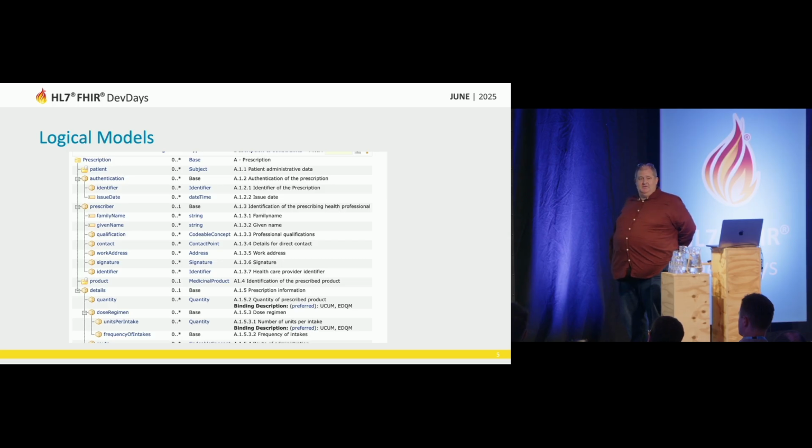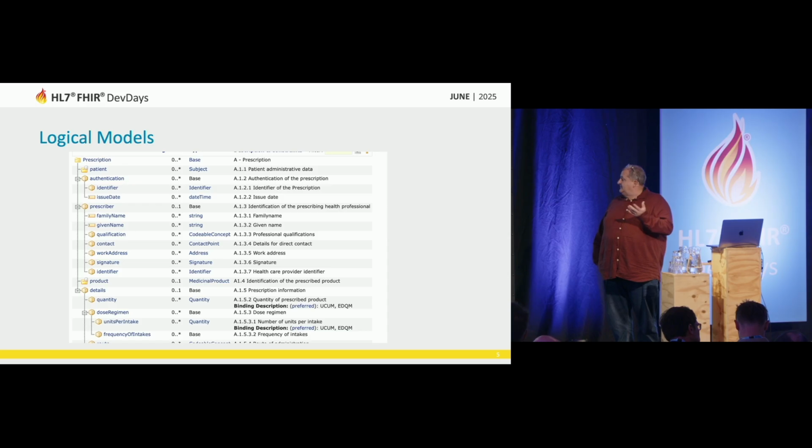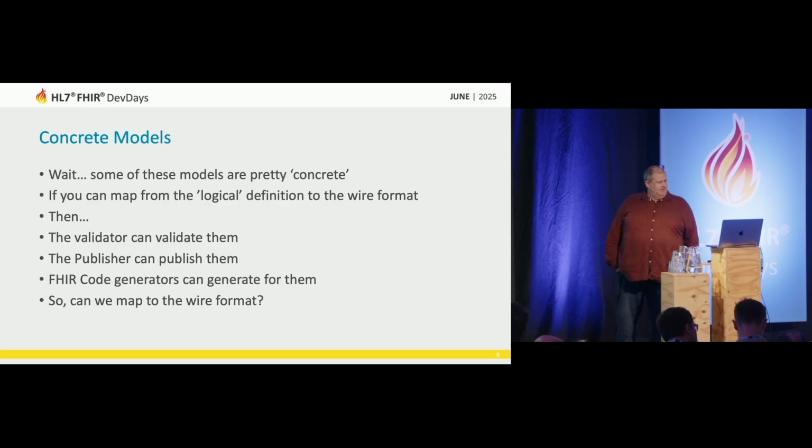A straight, positive statement of a European prescription, which will then be turned into a set of profiles on a bunch of different resources. So that's what we originally constructed logical models for. But what if some of those things we described are actually pretty concrete? What if there was a way to map from the logical definitions to the wire formats?